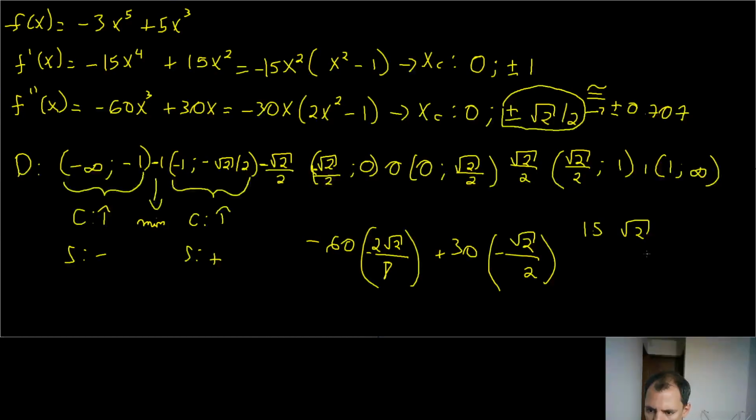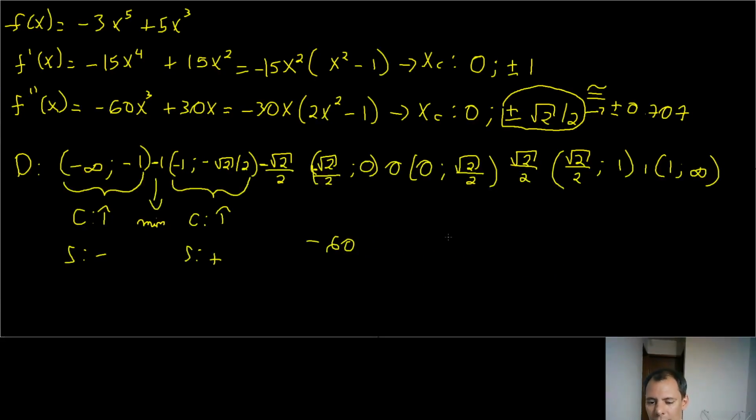15 square root of 2, okay? And here you have a negative, and this is going to be minus 15. Look at that, because you do this, right? So minus 15 square root of 2, so that's 0. There you go, it's proven. It's proven that plus and minus square root of 2 divided by 2 makes the second derivative 0.